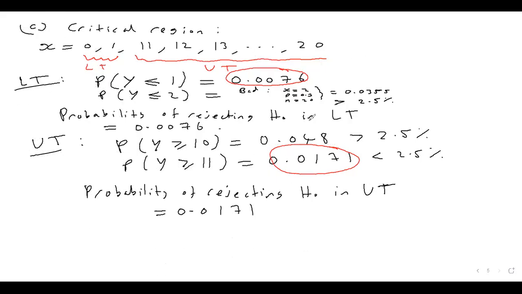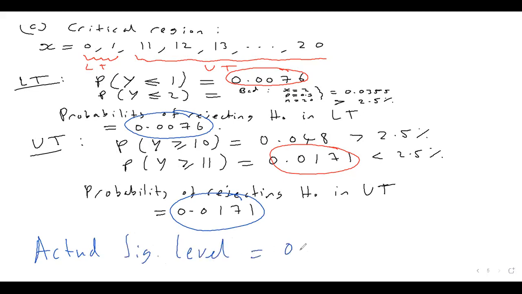So what is the actual significance level for this test, the real significance level for this hypothesis test? Well, it's just going to be adding those two probabilities together: the probability of rejecting H0 in the upper tail plus the probability of rejecting H0 in the lower tail. So the real significance level is 0.0076 plus 0.0171. On my calculator, that is 0.0247, which is equal to 2.47%.